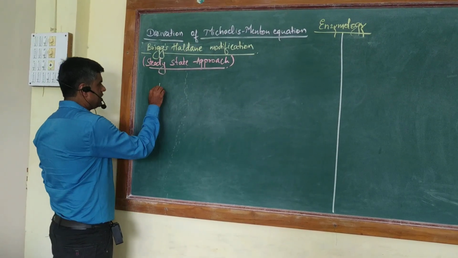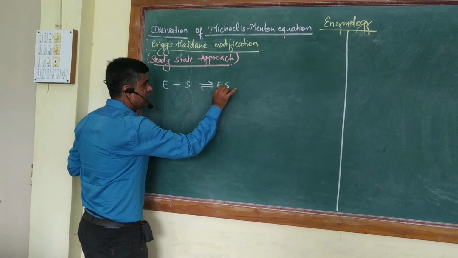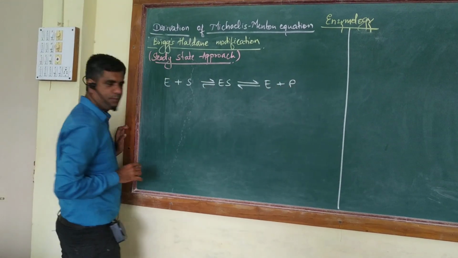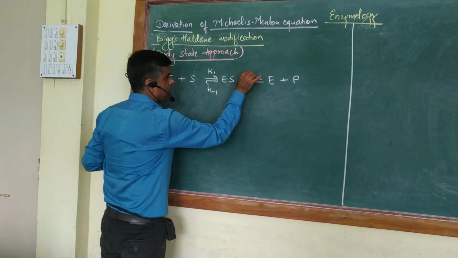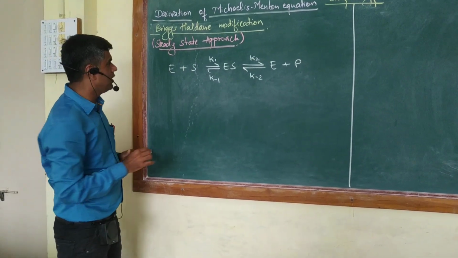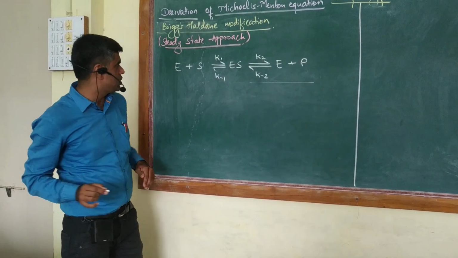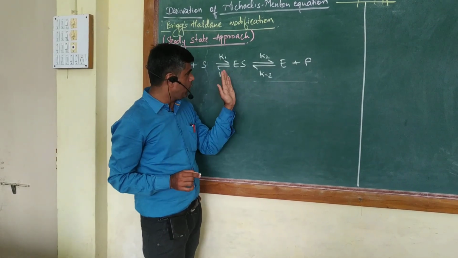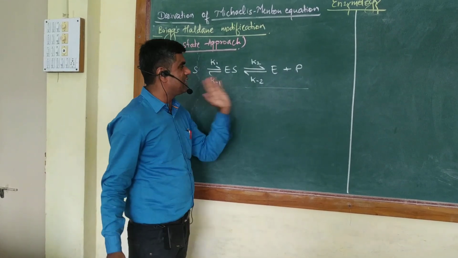If you start with the initial reaction, where we consider a single substrate, single step enzyme catalyzed reaction, your E plus S combines to form ES, which further forms E plus P. Here K1 is the rate constant, K-1, this is K2, K-2. Earlier, the equilibrium approach told that this entire step can be neglected because an equilibrium is established as soon as E and S combine to form ES. And therefore, the breakdown of ES to E plus P was totally neglected. But now we know that this does not actually happen.